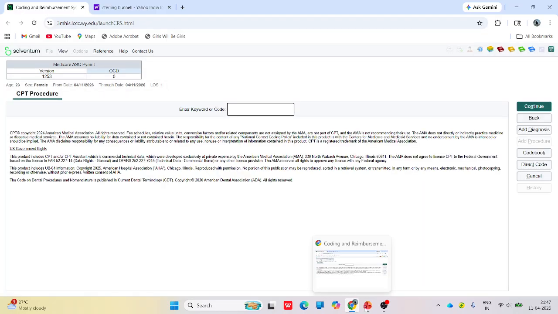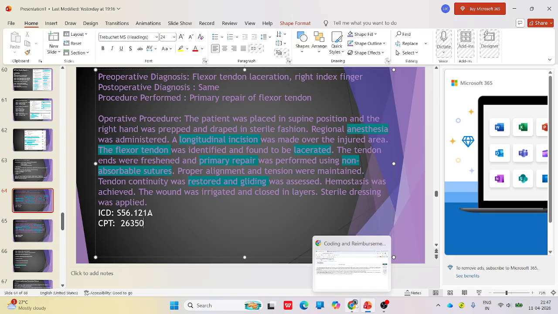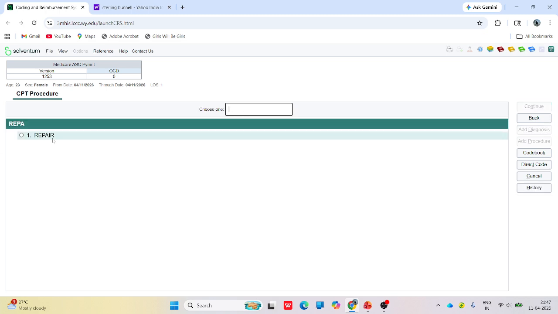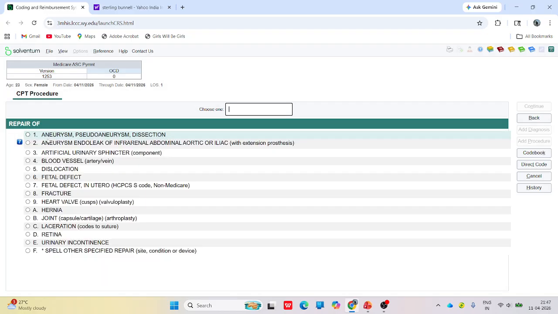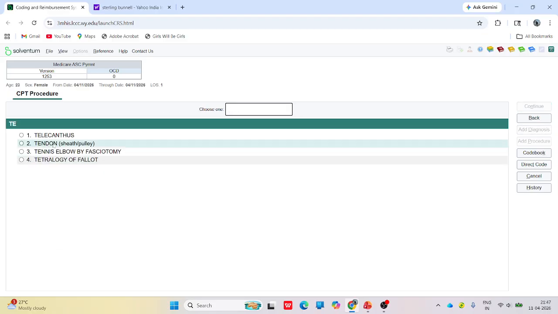And what procedures did they perform? That is primary repair. You can see here, primary repair was performed of the flexor tendon. So repair, tendon.